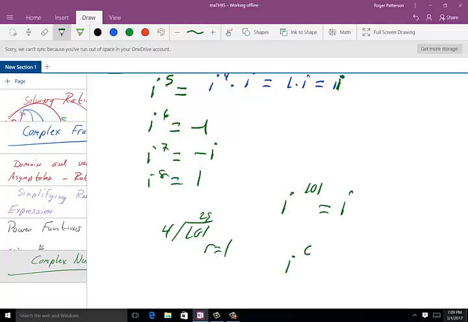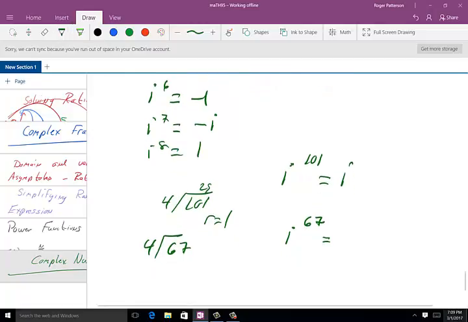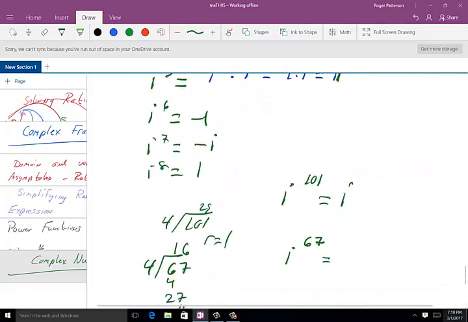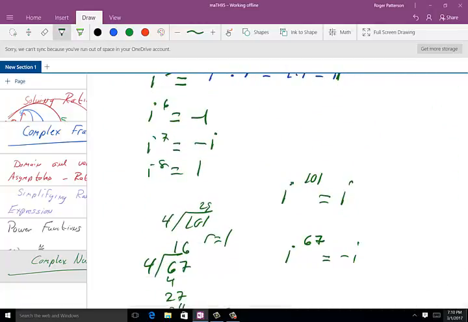How about i to the 67th? What would we do with that? 67 divided by 4. 4 goes in there 16 times with a remainder of 3. So what's i to the third? Negative i. I get it! You just look at the remainder. That's all you got to do. Well, you should have said that from the beginning.